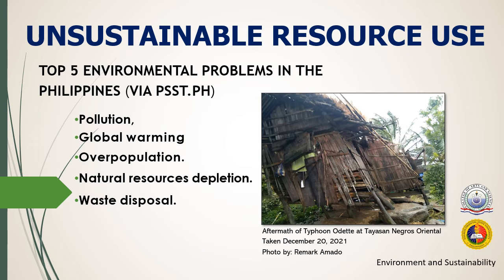The next is unsustainable resource use. The Philippines' rich biodiversity is under threat, mostly from human activities, including deforestation and forest degradation, illegal fishing, and illicit wildlife trade. The top 5 environmental problems in the Philippines according to PSST, or Privacy, Safety, Security, and Trust, are pollution, global warming, overpopulation, natural resource depletion, and waste disposal.